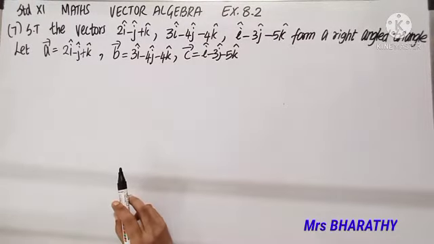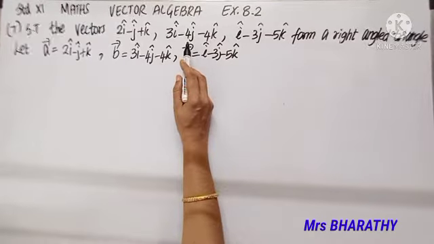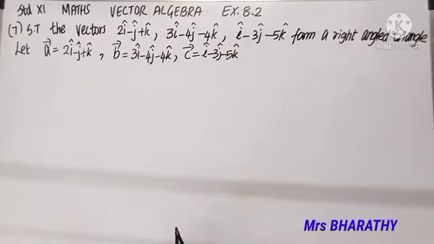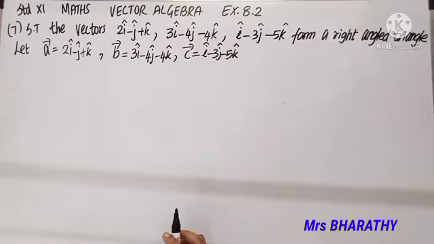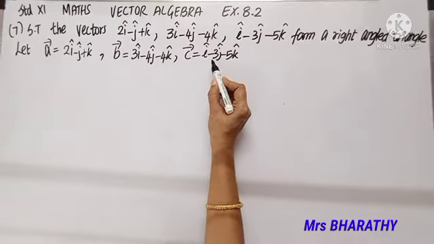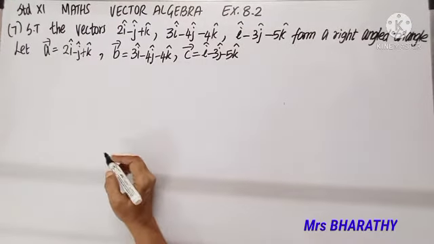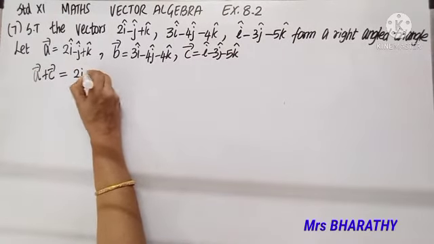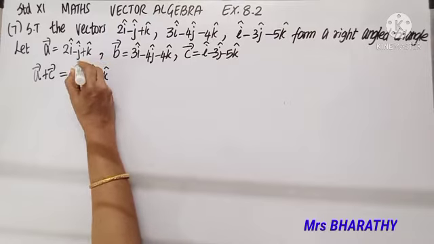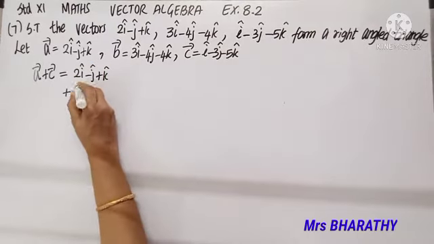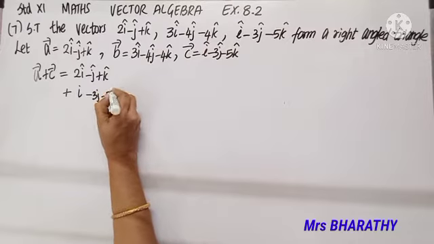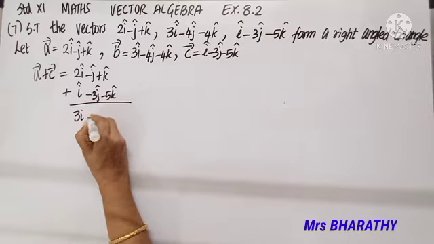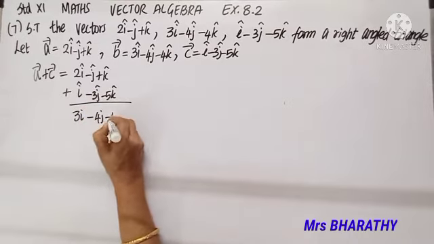Now we need to check whether they represent the vertices of the triangle or the sides of the triangle. How are we to check it? If I add two sides, I must get the third side. Check it. I get A vector plus C vector is 2i minus j plus k plus what is C vector? i minus 3j minus 5k. As I simplify, it is 3i minus 4j minus 4k.